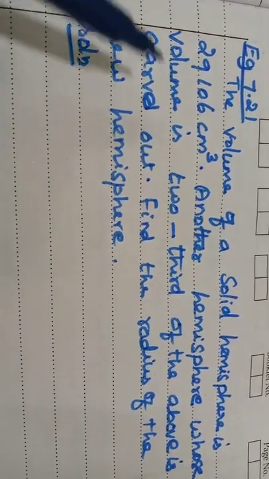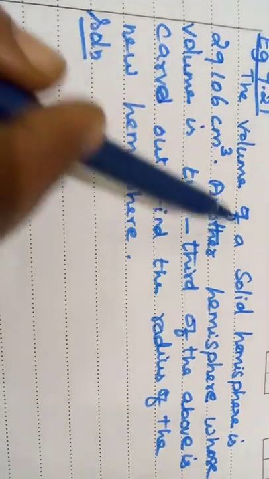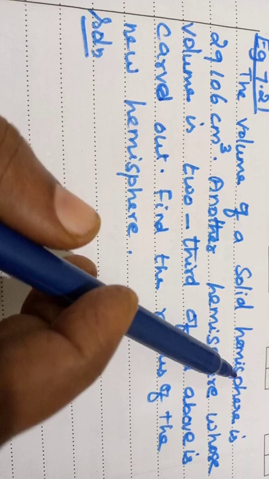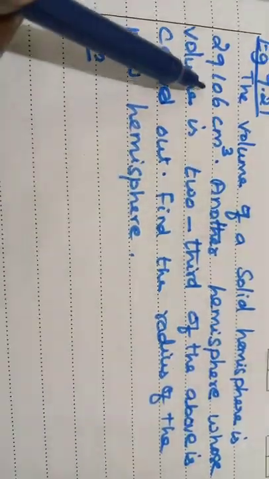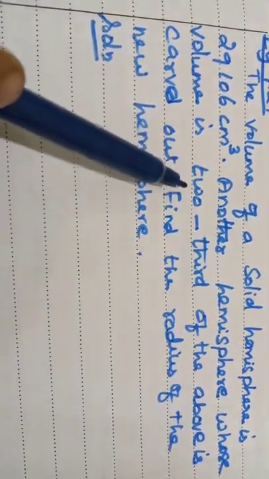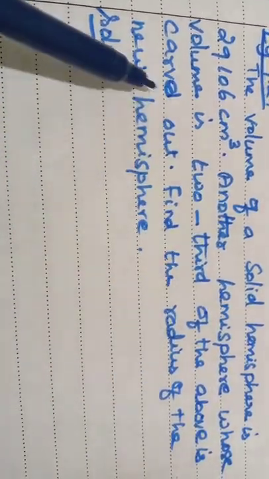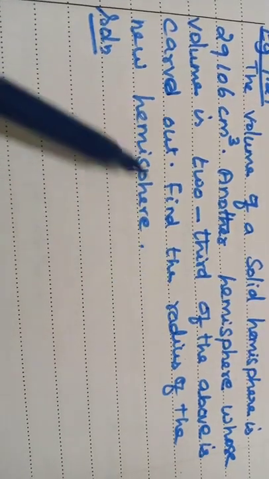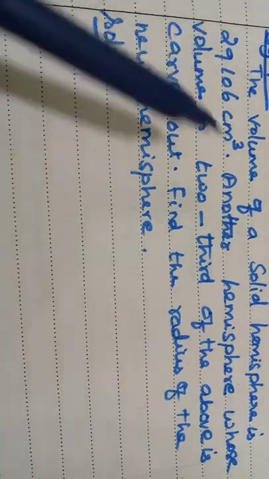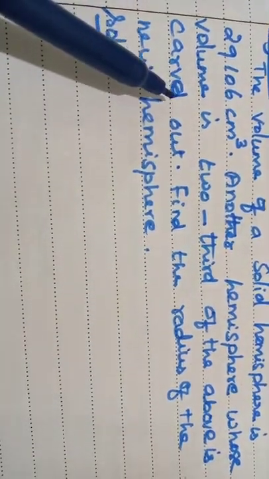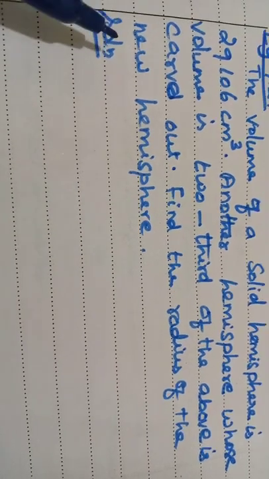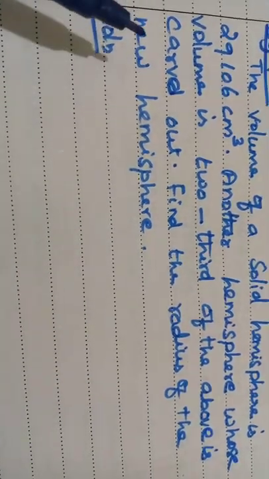Let's write the example 7.21. The volume of a solid hemisphere, hemisphere means half of the sphere, is 29,106 centimeter cube. Another hemisphere whose volume is 2/3 of the above is carved out. Find the radius of the new hemisphere. Volume of one hemisphere is given, another hemisphere is 2/3 of the first hemisphere's volume. Find the radius of the new hemisphere. Volume is given, so easily we can find out.